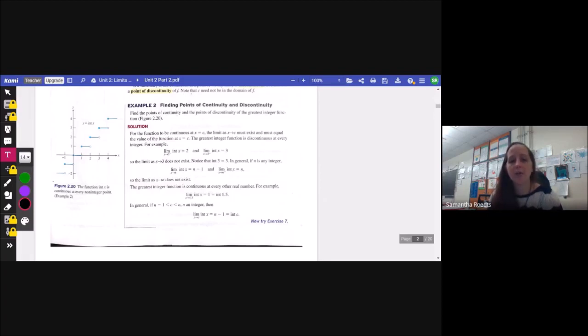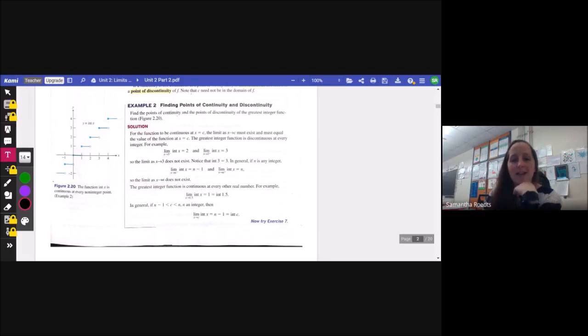So for the function to be continuous at x equals c, the limit as x approaches c must exist first and must equal the value of the function at x equals c. So the greatest integer function is discontinuous at every integer. For example, the limit of int x as x approaches 3 from the left equals 2, and the limit of int x as x approaches 3 from the right equals 3. So they're not the same. So the limit as x approaches 3 does not exist. So we notice that int 3 equals 3.